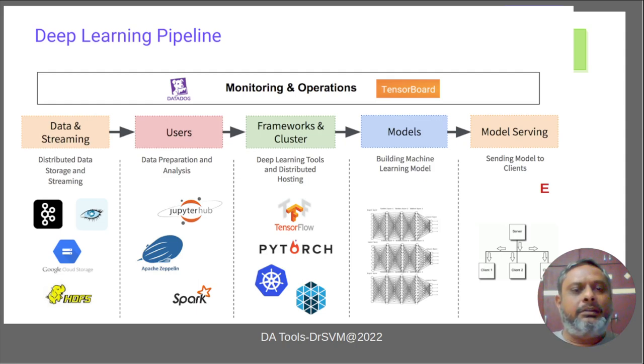The deep learning pipeline uses PyTorch as a deep learning tool along with distributed hosting frameworks and clusters. So here it begins with data and streaming, and then the user's data preparation and analysis is done, and finally the frameworks where PyTorch is available, and then PyTorch produces the model, and these models are finally used to serve the clients.